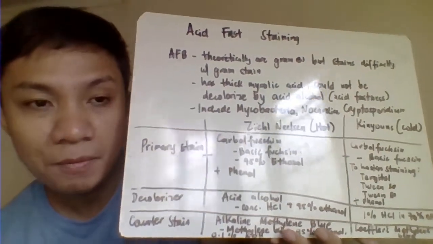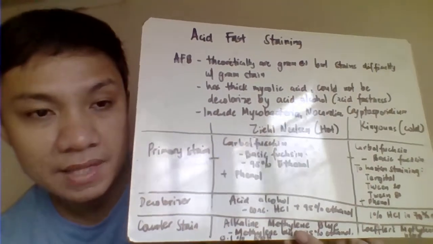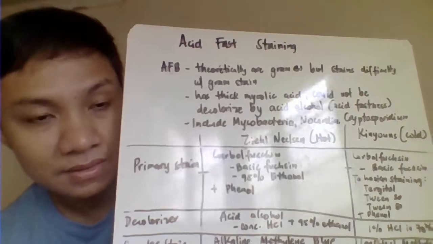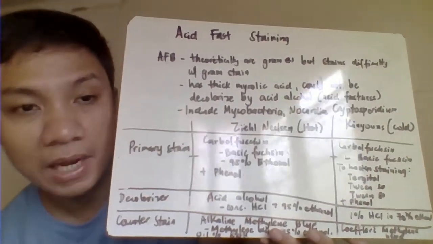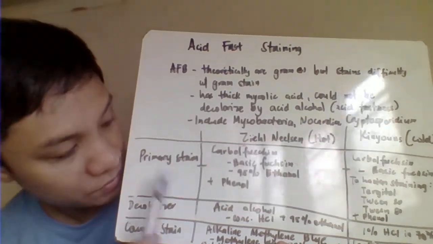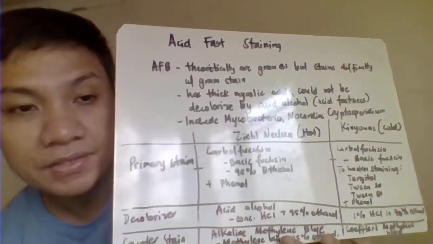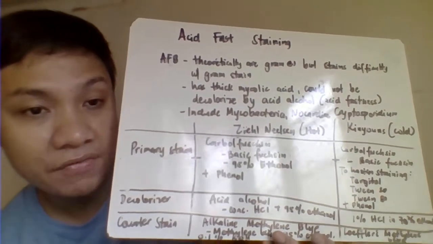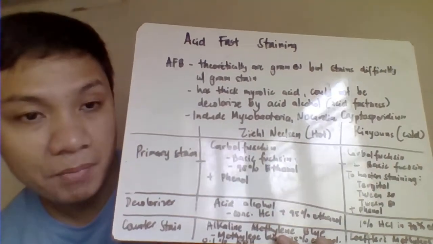Okay, we have two methods for the acid-fast staining. One, we have your Ziehl-Neelsen, which is the hot method that uses heat or the heating process. On the other hand, we also have your Kinyoun, which is a cold method. It has no heating process. So they are differentiated from one another, first, by the primary stain. The primary stain is carbol-fuchsin. Carbol-fuchsin is red-orange.